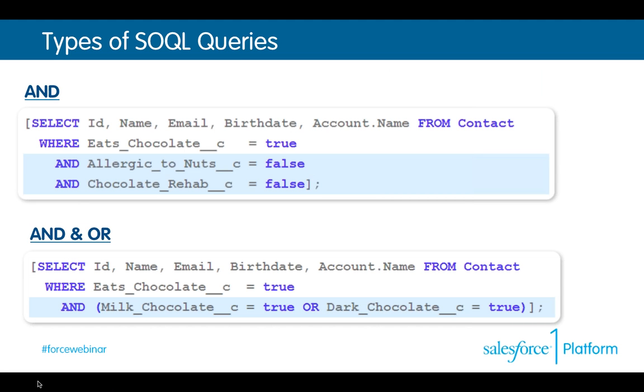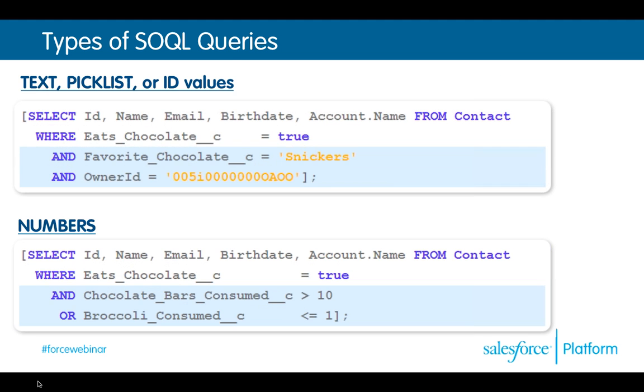You can also use ORs, just like you can in report filters. Here we're making a SOQL query where every contact must eat chocolate, and they either have to like milk chocolate or they have to like dark chocolate. Although, we all know it goes without saying that milk chocolate is clearly superior to dark chocolate.